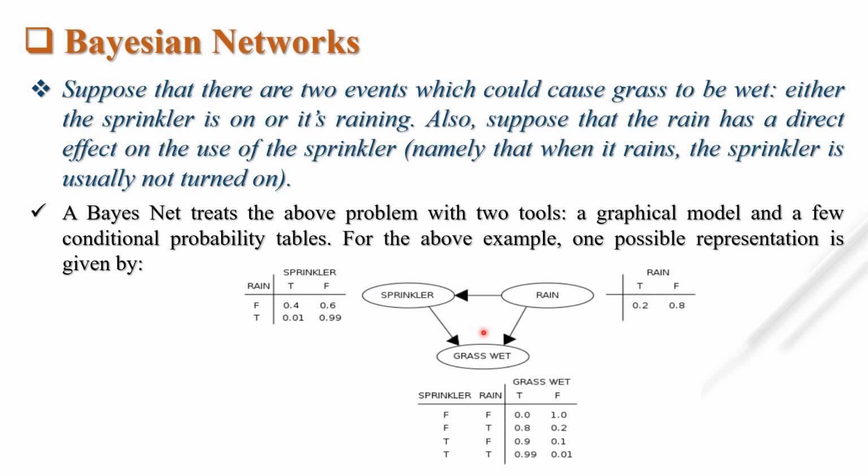So if the sprinkler is not on, and rain is also not there, then it is not true that the grass is wet. That's why here 1.0 will be there. And if the sprinkler is false, that is off, and rain is there, then it is true that the grass will be wet. The probability of the grass being wet is 0.8. Like this you have to see all the tables.